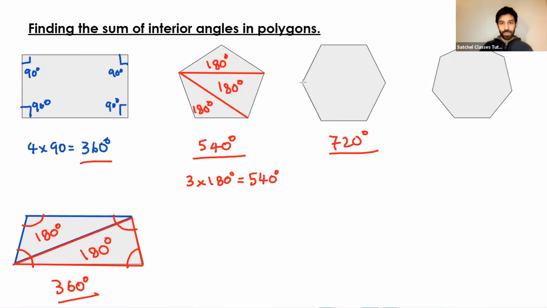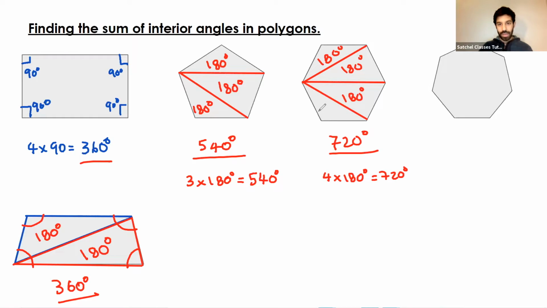Alternatively, and this is a longer way, but again, it's required for the next steps, I can break the shape up into 1 triangle, 2 triangles, and 1, 2, 3, 4. So I've created 4 triangles, so I can say I have 4 lots of 180s, which will give me 720. So that's 180, 180, 180, and 180, which will give us 720.